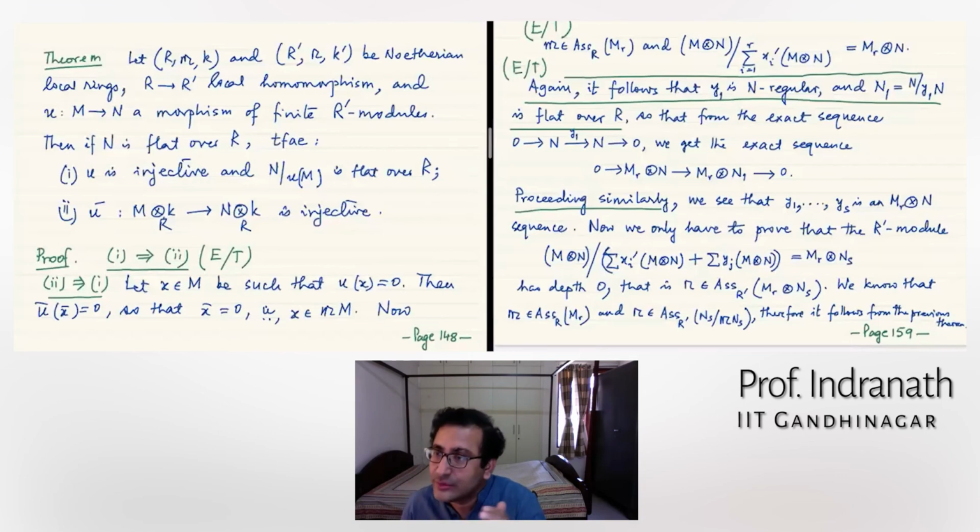Okay, and you use the regularity condition. And therefore, this is an MR tensor N sequence. And then we now have to prove that this R dash module has depth 0. Okay, so assuming that you write this, then if you can show that this has depth 0, then you are done, because then all your x1 dash to xr dash and then y1 to ys, you have quotiented by them.